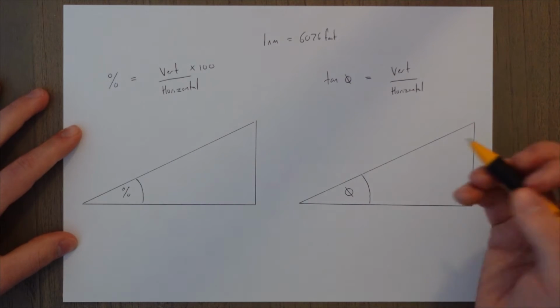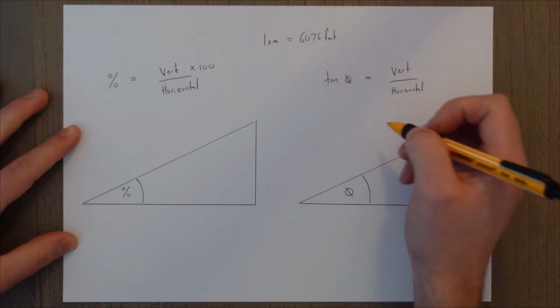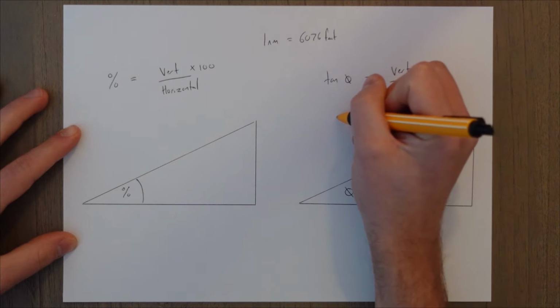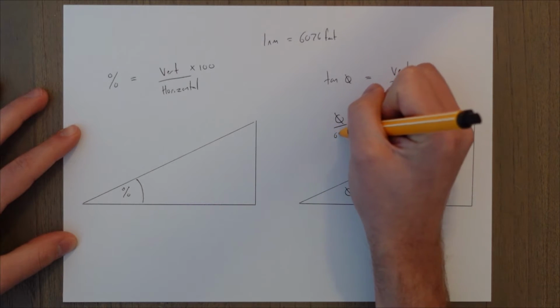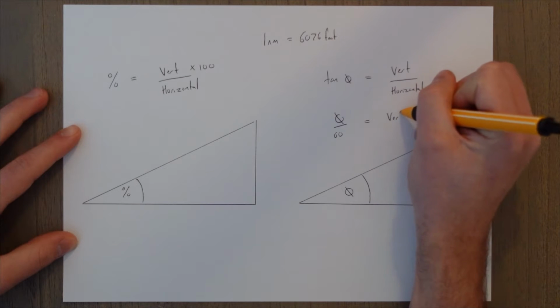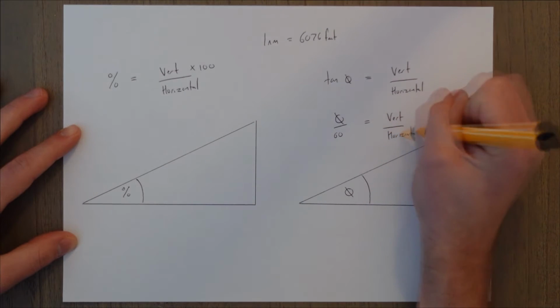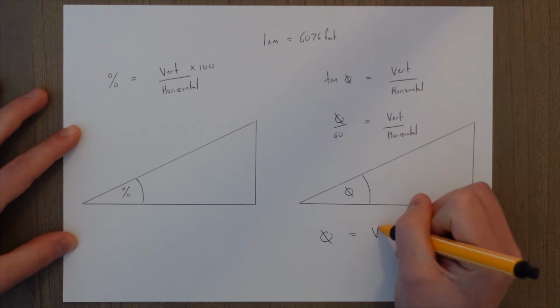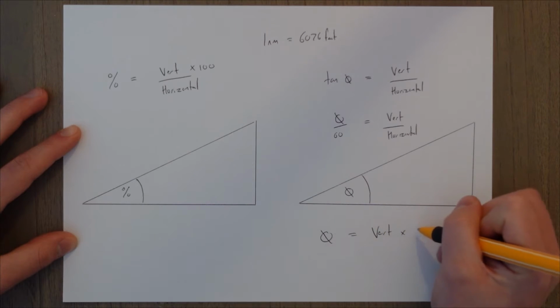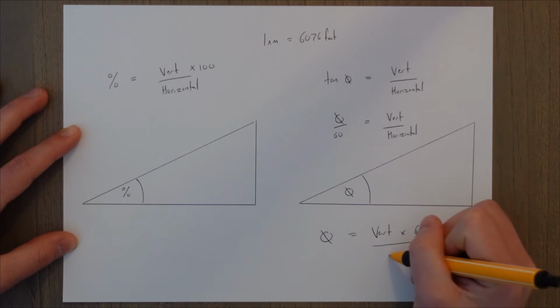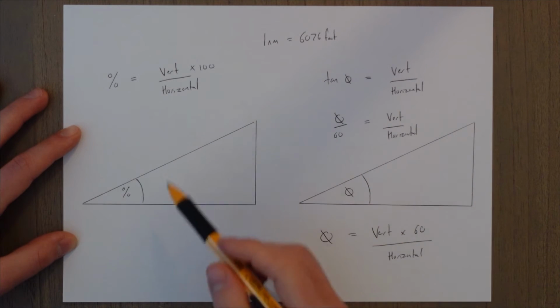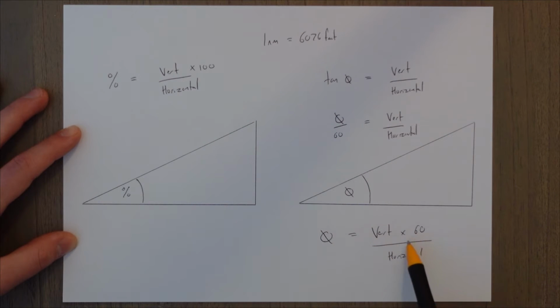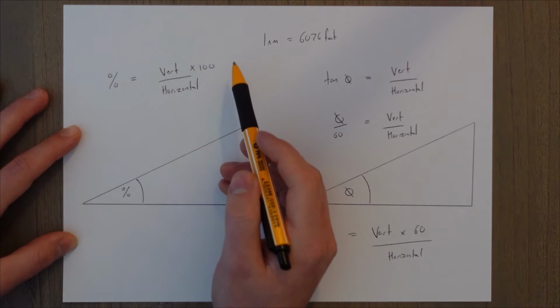What you can then say is we can basically ignore this tan and say that the angle divided by 60 is equal to the vertical over the horizontal. And then by rearranging, we can say that the angle is equal to the vertical times 60 over the horizontal.